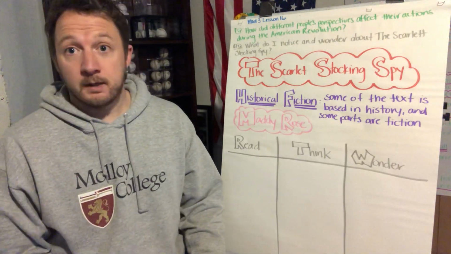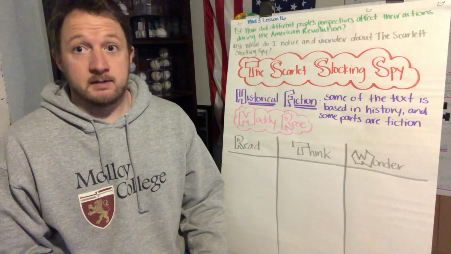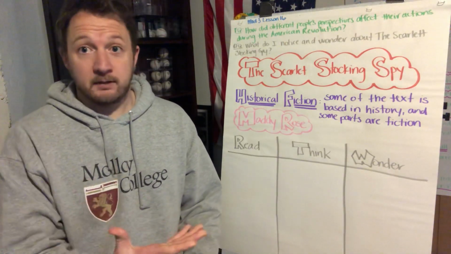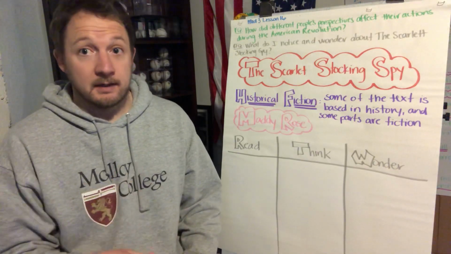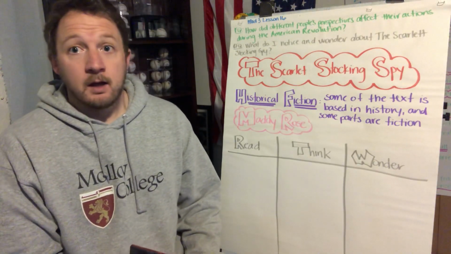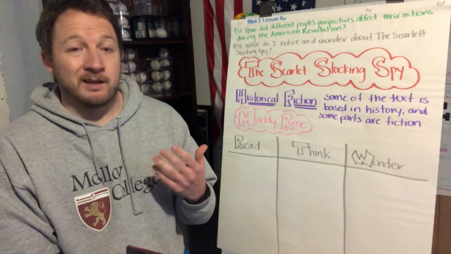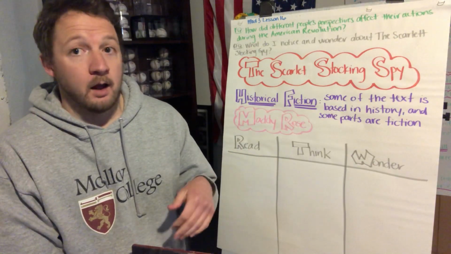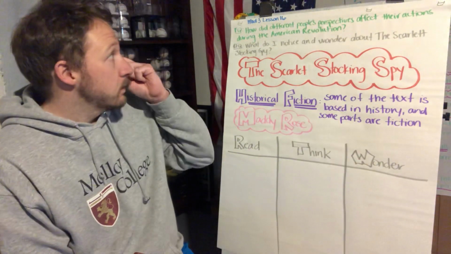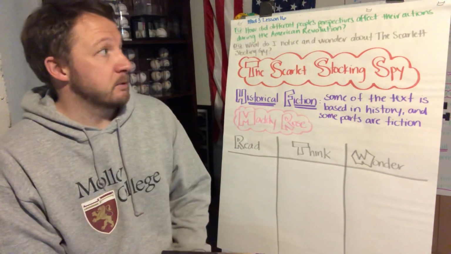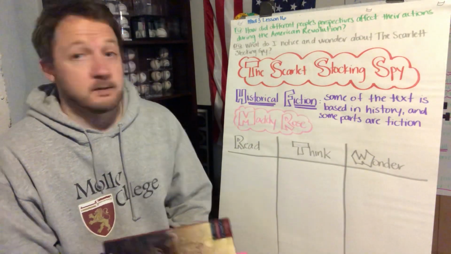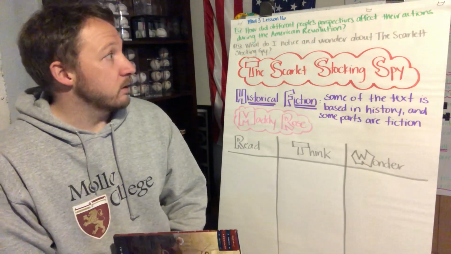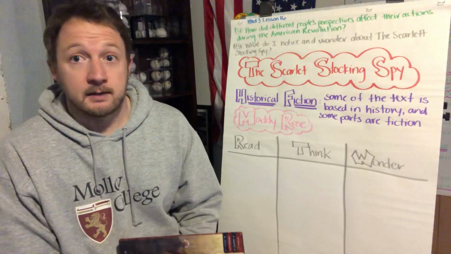So we are still in Module 3, and this is Lesson 16, and we are still talking about the American Revolution, except again we're focusing on perspectives, but this time not just how opinions are affected, but how people's actions are affected based on their perspective. Our focus question is, how did different people's perspectives affect their actions during the American Revolution? And our content framing question is, what do I notice and wonder about the Scarlet Stocking Spy?